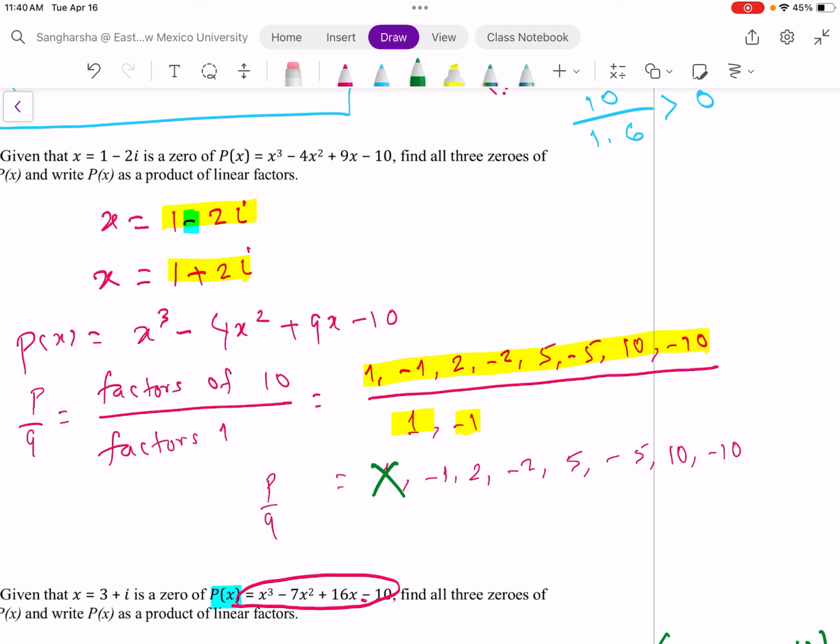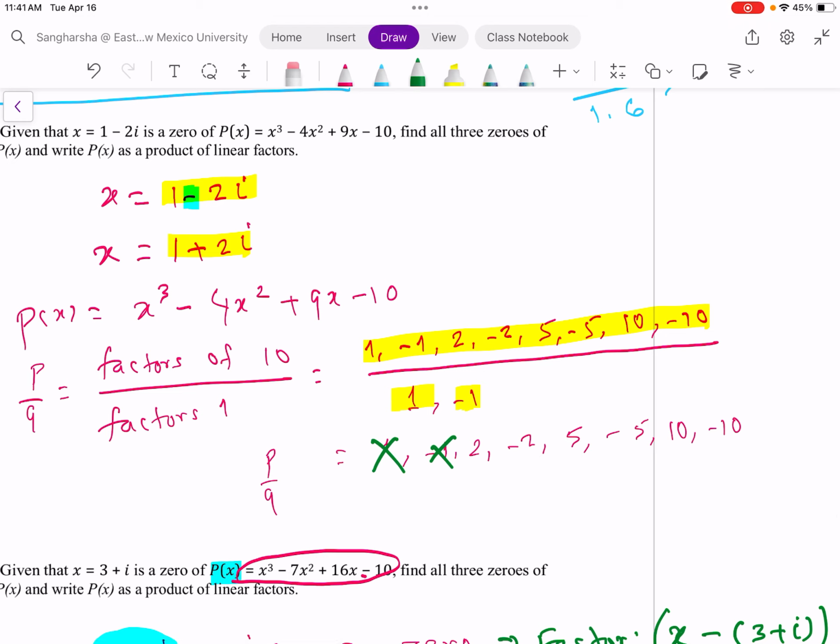Okay, negative 1 cubed: we get negative 1, negative 4, that is negative 5, negative 9. So negative 1 is not a real zero, but 2 is. Okay, so 2 cubed is 8, minus 2 squared is 4. 8 minus 16, minus 8, plus 18, that's plus 10 minus 10, 0. Yes, so 2 is the real zero. Okay, so our other real zero is 2.